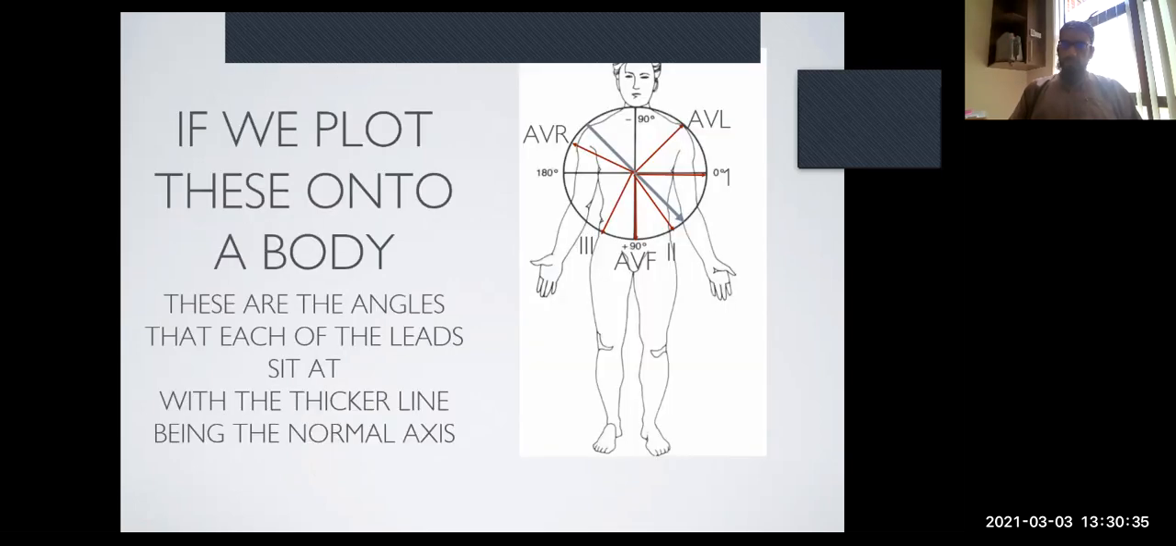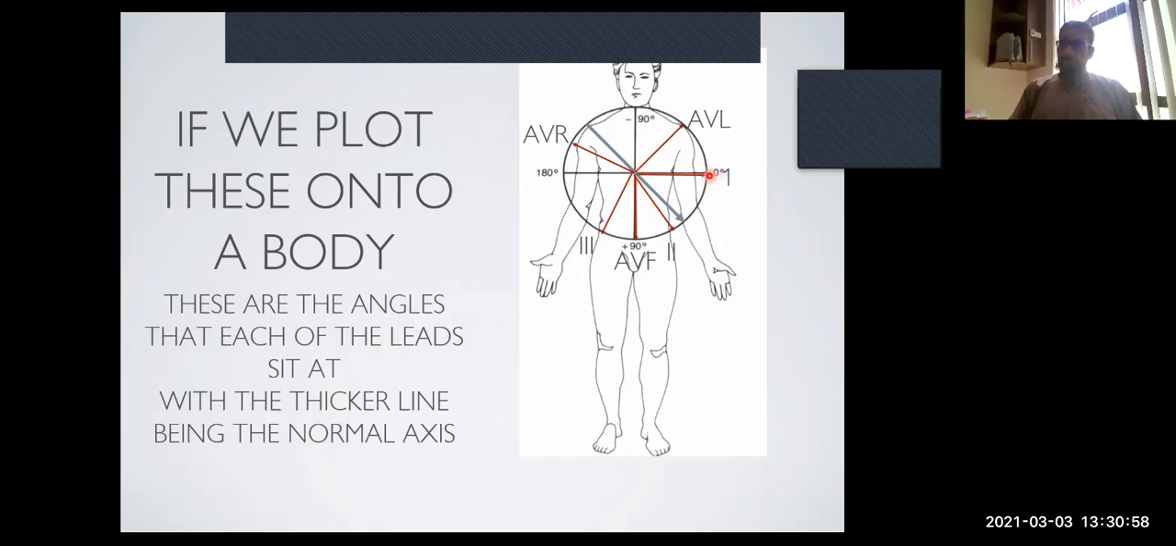So if we had to take all of those leads, all 6 of those leads, and plot them around the body, this is what we would see. So this is a very interesting diagram. And if you have a chance, I would suggest that you go and you learn this off. This is a diagram that shows you the exact plotting. In other words, from what degree out of 360 the lead is looking at the heart, right? If the heart is the center.